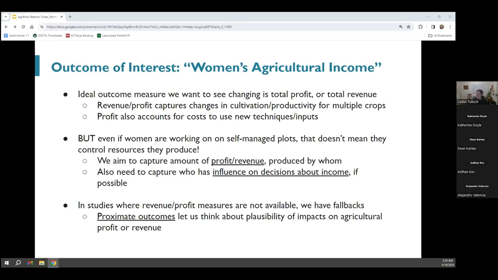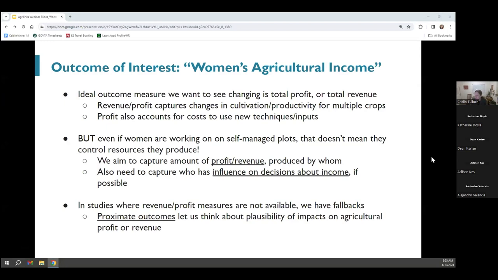But actually, revenue and profit is a little more relevant for what we were focusing on in this case, because it both captures changes in the kind of cultivation and productivity across multiple crops, and the potential for women shifting which crops they're growing in response to interventions. And if that's a part of improving women's income and increasing their participation in agri-food systems, then we'd want to be able to capture that in our outcome measures.